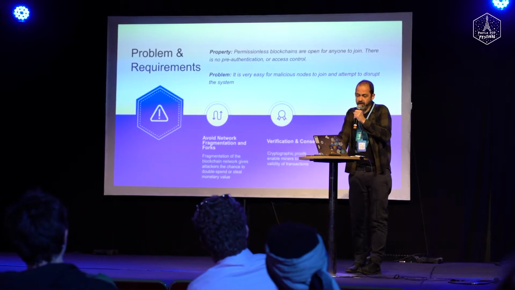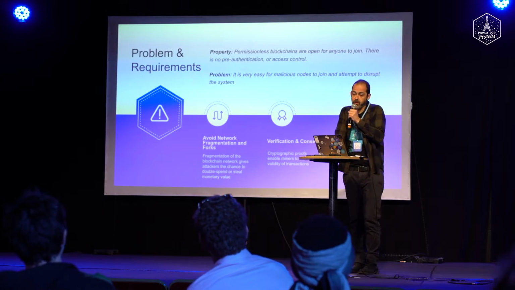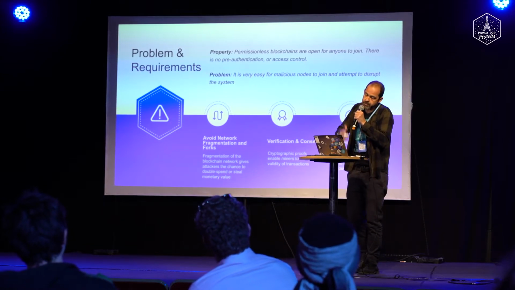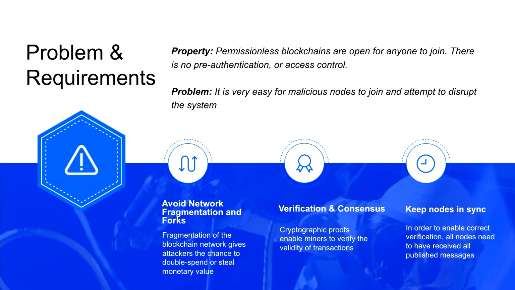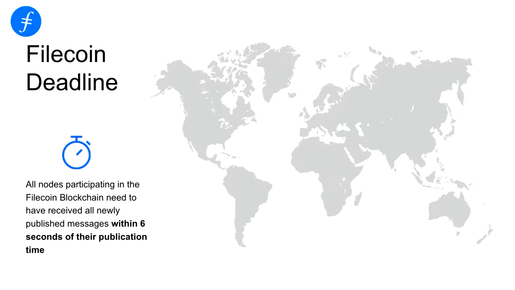There needs to be verification and consensus, so this is used by blockchains natively. And as I mentioned before, nodes need to be in sync, right? So they need to have the same view of the world. So you need a protocol to transfer messages around to all nodes so that everyone has got the same view of the distributed database.